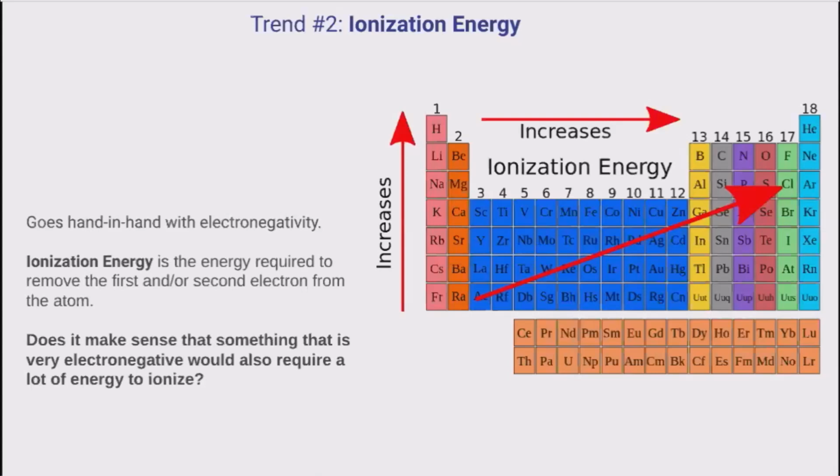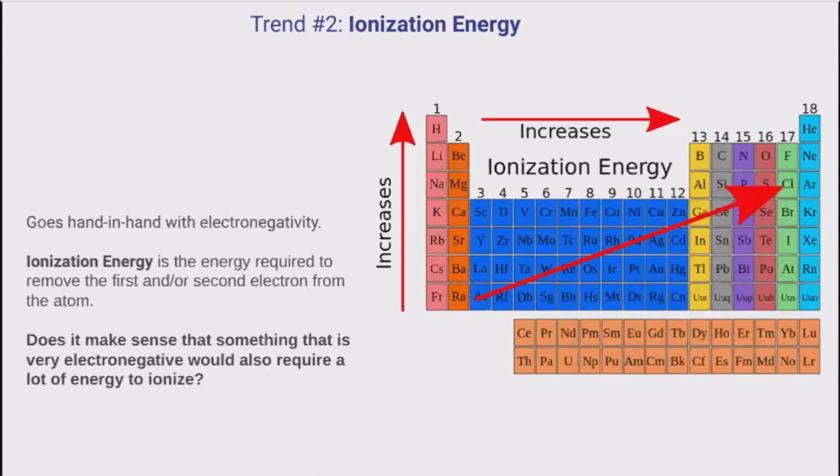So does it make sense that something that is very electronegative would also require a lot of energy to ionize, right? So ionization energy is going in the same direction. It's the same trend as electronegativity. So fluorine is super electronegative, right? It strongly pulls electrons. It also has a high electron affinity, right? It will pay a lot of energy to get the electron.